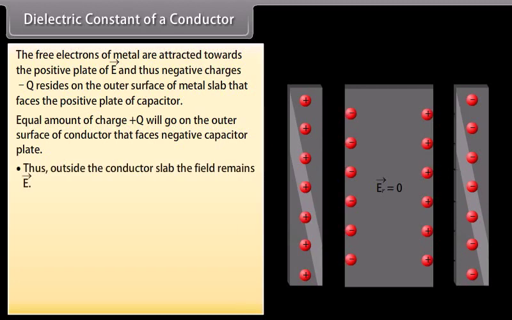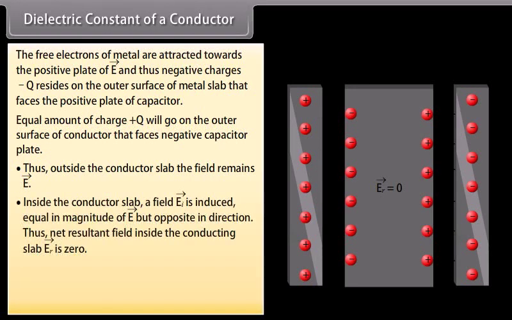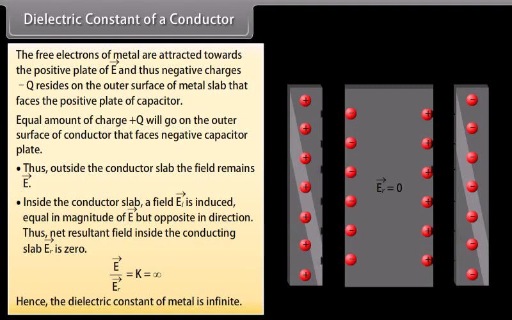Thus, outside the conductor slab the field remains E. Inside the conductor slab, a field E I is induced, equal in magnitude to E but opposite in direction. Thus, the net resultant field inside the conducting slab E R is zero. It gives E upon E R is equal to K, which is equal to infinity. Hence, the dielectric constant of metal is infinite.